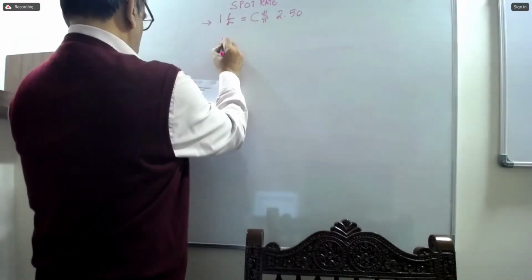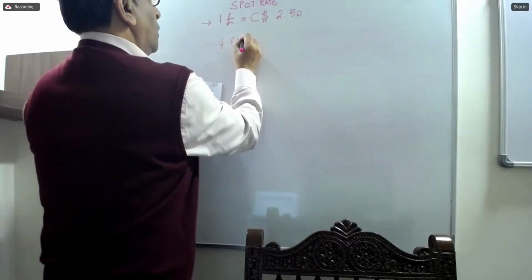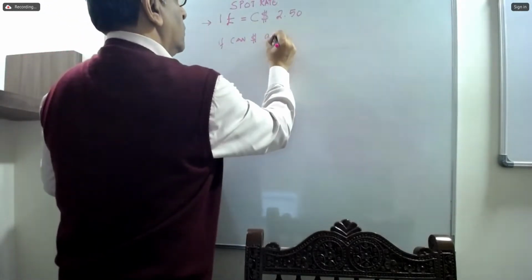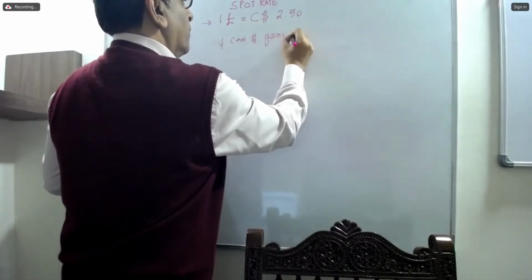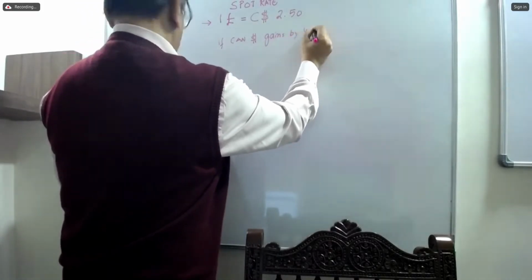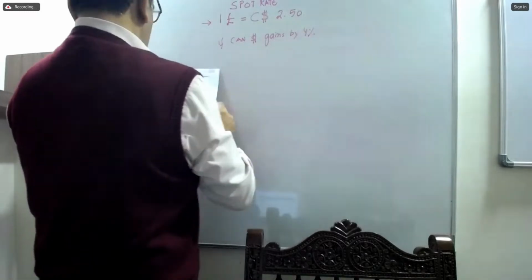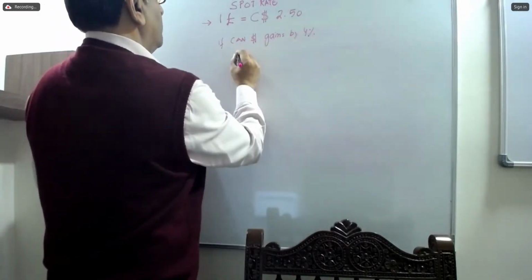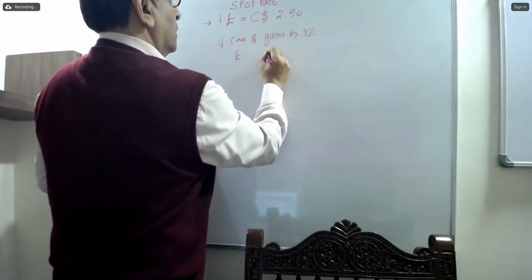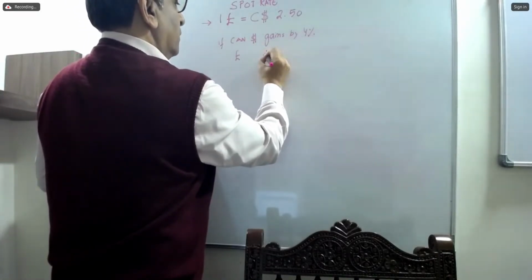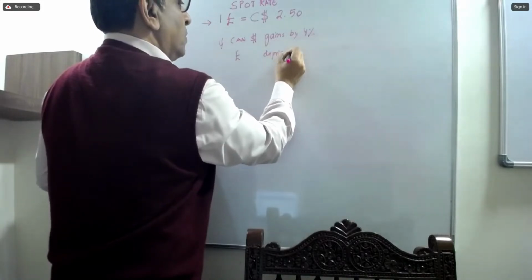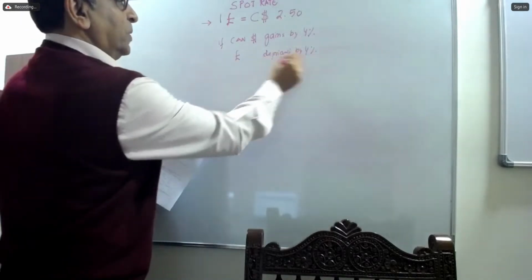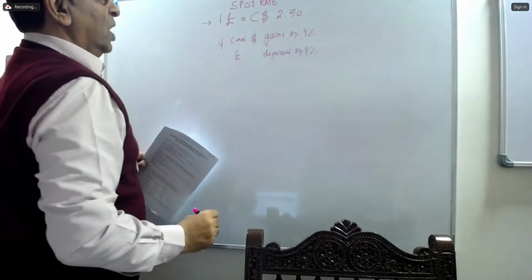If the Canadian dollar gains by 4%. So we are doing the second one, okay? Not the first one. Now that means if the Canadian dollar gains by 4%, the pound will actually depreciate by 4%. It's one and the same thing: the pound will depreciate by 4%, the Canadian dollar is going to gain by 4%.